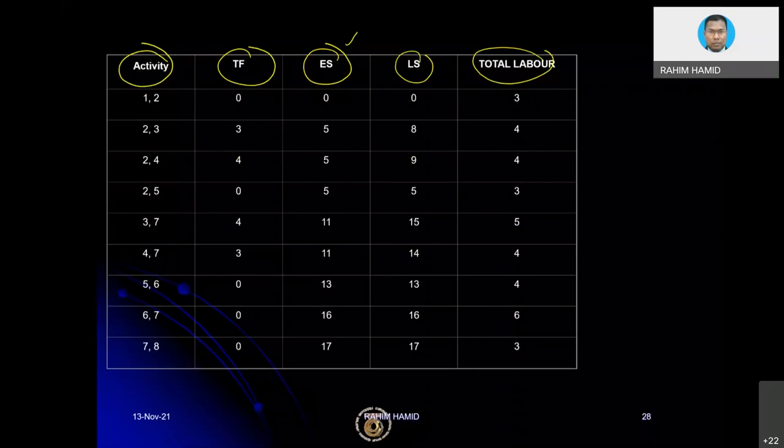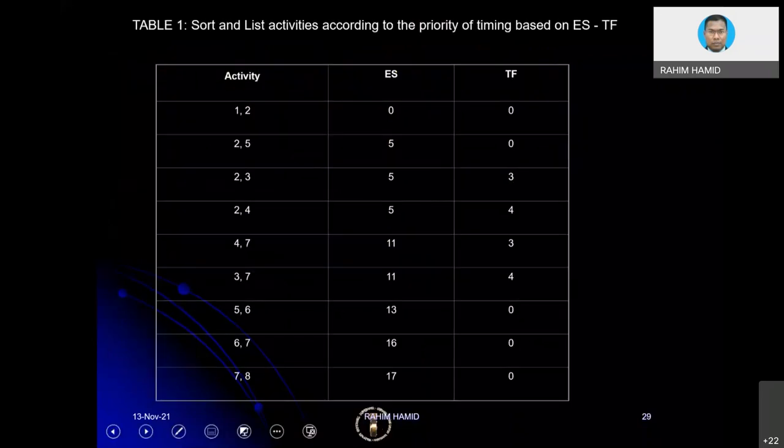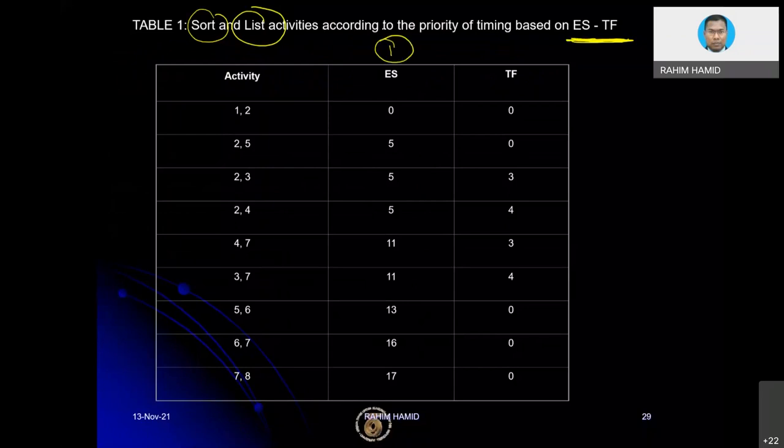Then comes table one. Table one sorts and lists activities according to priority or timing, based on early start and then total float. How do you do this? The first thing that you should focus on is the early start date. We are going to list according to which comes first in time. You see, 0, 5, 5, 5, then 11. So from the small to the big value of the early start. That is what we call sorting. This is the first sorting.